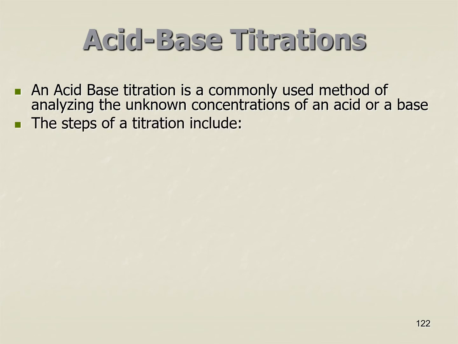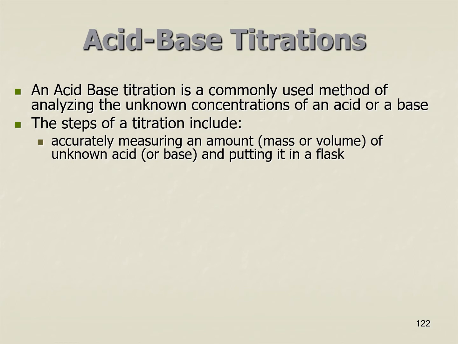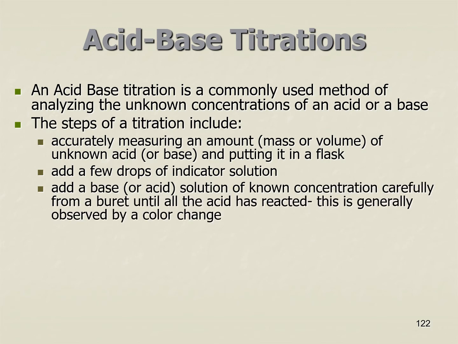Anyway, the steps of a titration generally include accurately measuring an amount by mass or volume of an unknown acid and putting it in a flask. Then adding a few drops of indicator solution, the appropriate one, we'll talk about that later, and then add a base or an acid solution of known concentration carefully from a burette until all the acid has reacted. And this is generally observed by a color change. Just to note, sometimes you might put the known amount in the flask and your unknown concentration in the burette. It could go either way. It doesn't really matter. But the main thing is you have one that's known and one that's unknown.